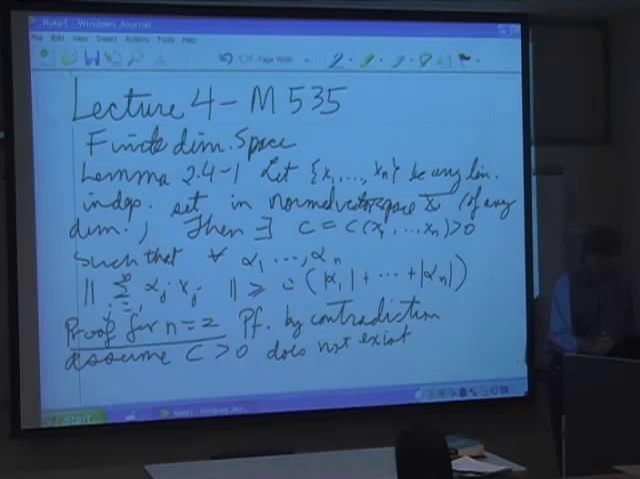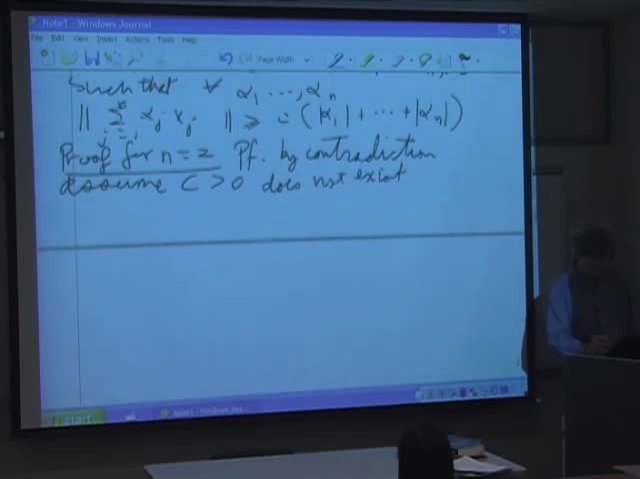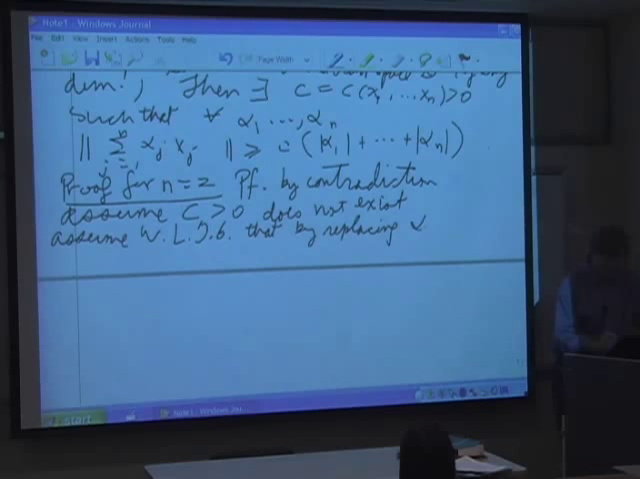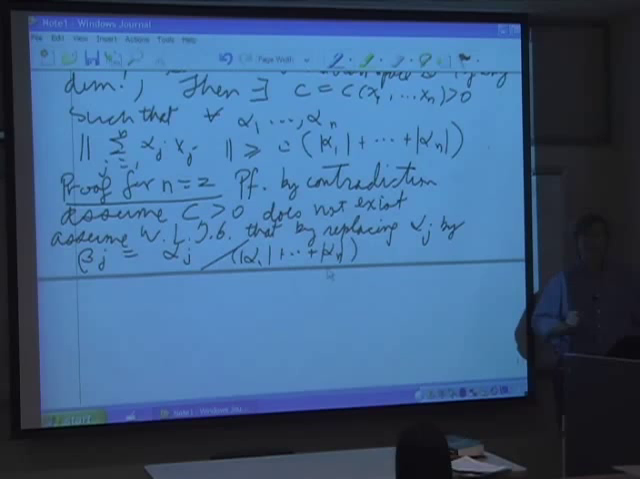And so what I'm going to do is take some scalars. And I said already we could reduce to the case where the sum of the alphas, assume without loss of generality, that by replacing alpha j by beta j equals alpha j divided by the sum alpha 1 plus and so on plus alpha n, which he called S in the book, but I don't need to name it here.